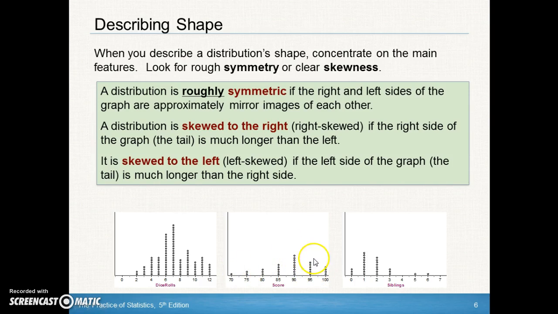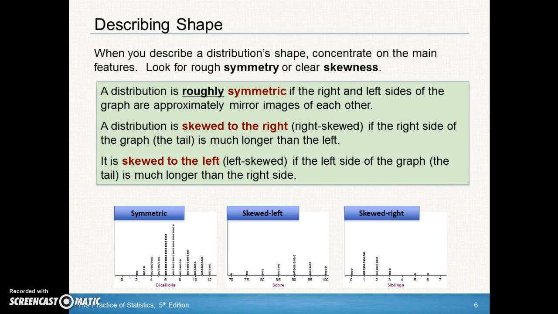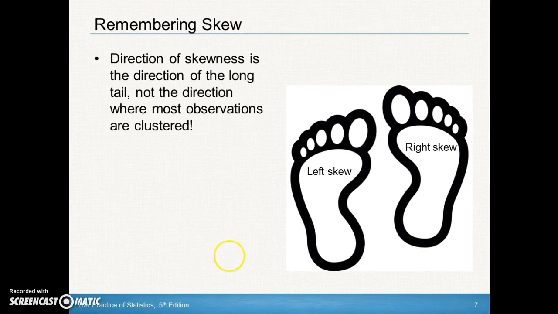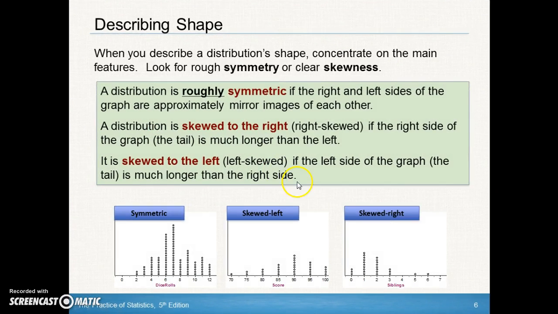This can be a little bit challenging to remember, so I have a silly way for you to remember these. Remember that the direction of skewness is the direction of the long tail, not where most observations are clustered, right? We talked about that here. Left skewed, long left tail. Right skewed, long right tail.